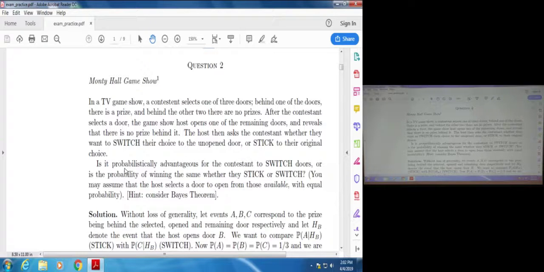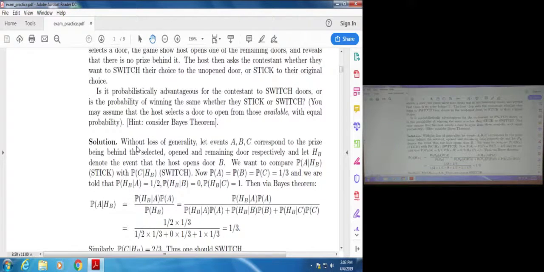Stick means we retain the same door as we had before, and switch means we take the one that we didn't before. When the game show host opens one of the doors you haven't picked, there's nothing behind it. There are many ways of doing it, and this is one way. In an exam context it's a little bit ambiguous, but if you can produce a sensible solution, then most likely you will get all the marks.